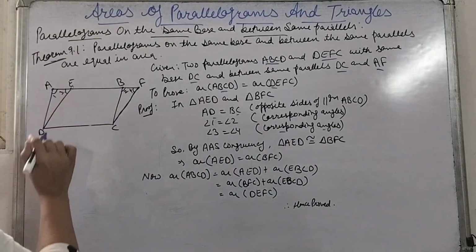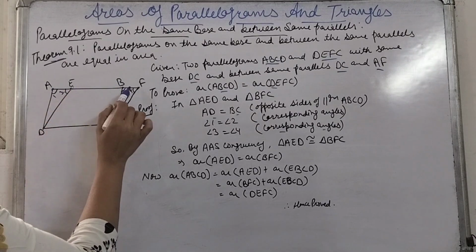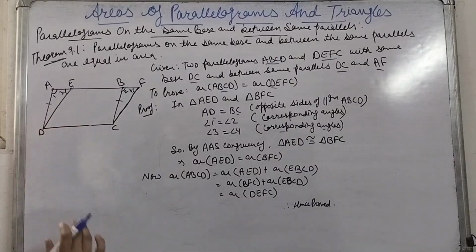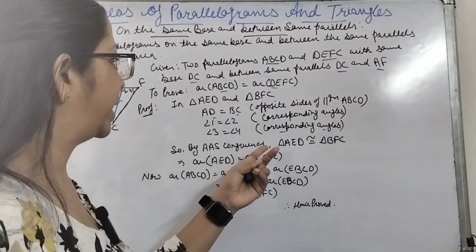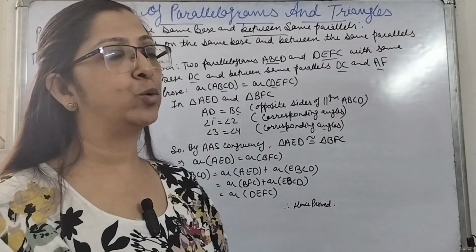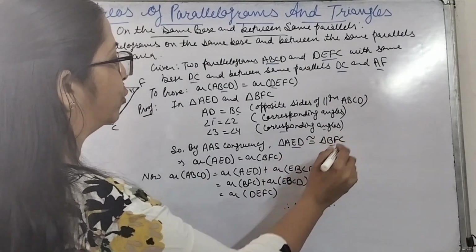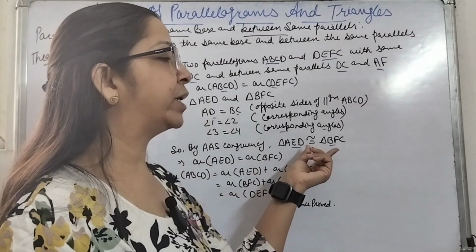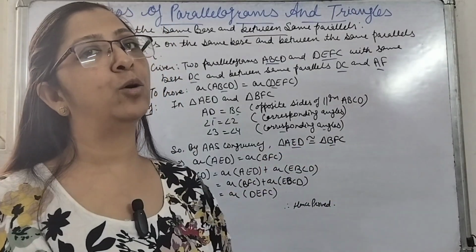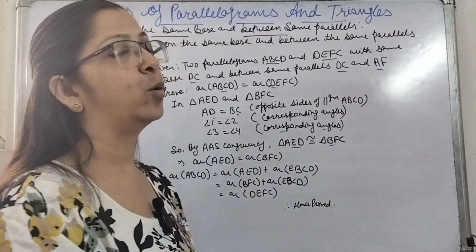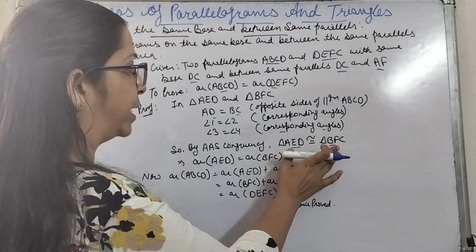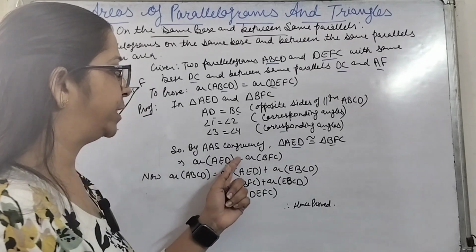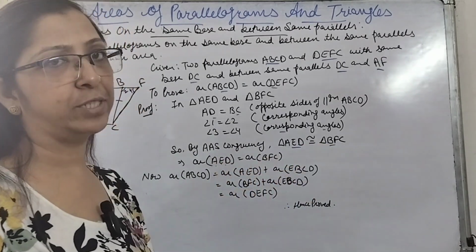Now in these two triangles, angle 1 is equal to angle 2, angle 3 is equivalent to angle 4 and AD is equivalent to your BC. So we can say that these two triangles are congruent by your AAS congruency rule. And just now we have said that if two figures are congruent, then their areas are also equal. So area of triangle AED will be equivalent to area of triangle BFC.